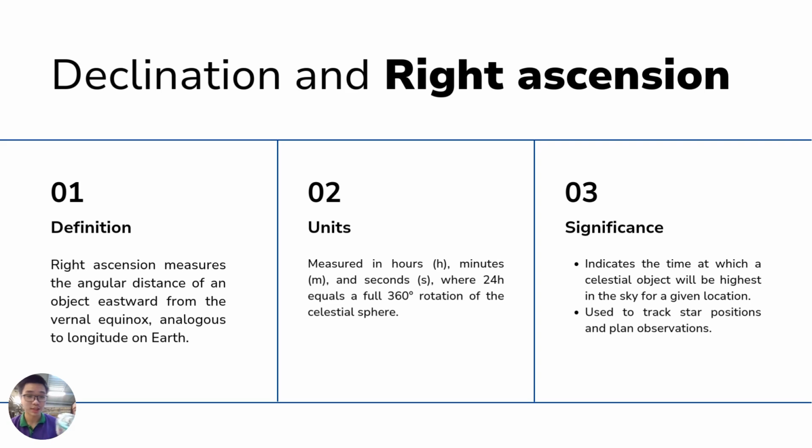The next one is the right ascension. The right ascension is the measurement of the angular distance of the object eastward from the vernal equinox, and it's also analogous to longitude of Earth. So we measure it in hours, minutes, and seconds, where 24 hours equal the full 360 degree rotation of the celestial sphere. And this is used to indicate the time at which the celestial object will be highest in the sky, and also used to track star positions and plan observations.